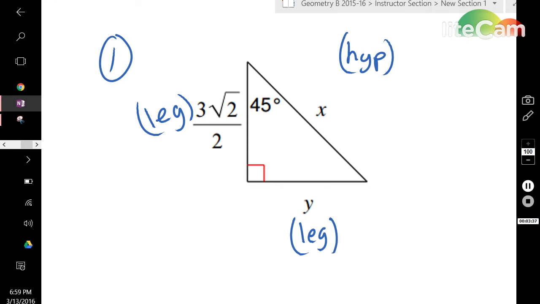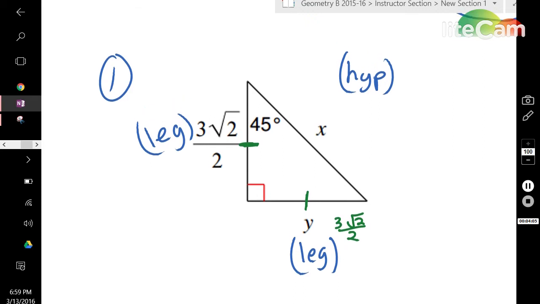Let's start off with the simpler variable to find. Y, the leg, is easy to find because in every 45-45-90, I can put the tick marks here, because the legs are always congruent. So if that's 3 root 2 over 2, then y is going to be also 3 root 2 over 2. Really no work necessary. Just write down the relationship, or know the relationship between the two legs, and you can write down the side length there.